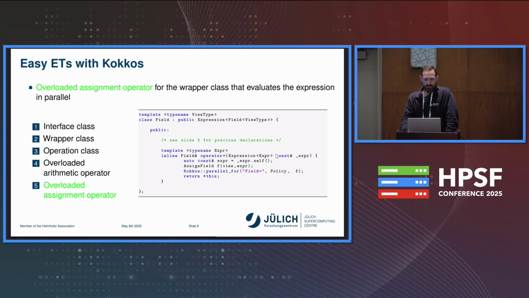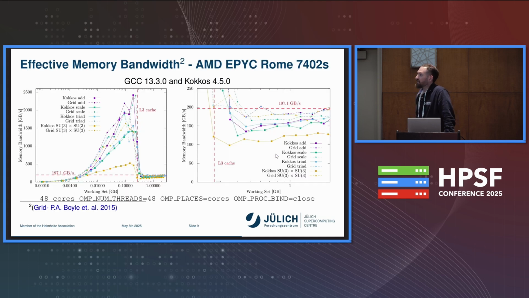OK. So we'll look at some results. This is an effective memory bandwidth benchmark. And we're actually going to be comparing to a very popular Lattice QCD library called Grid, which is very, very highly vectorized. It's very optimized. It also has offloading to accelerators. They've done a lot of really good work with this library, so it's a really nice thing to try to compare to.